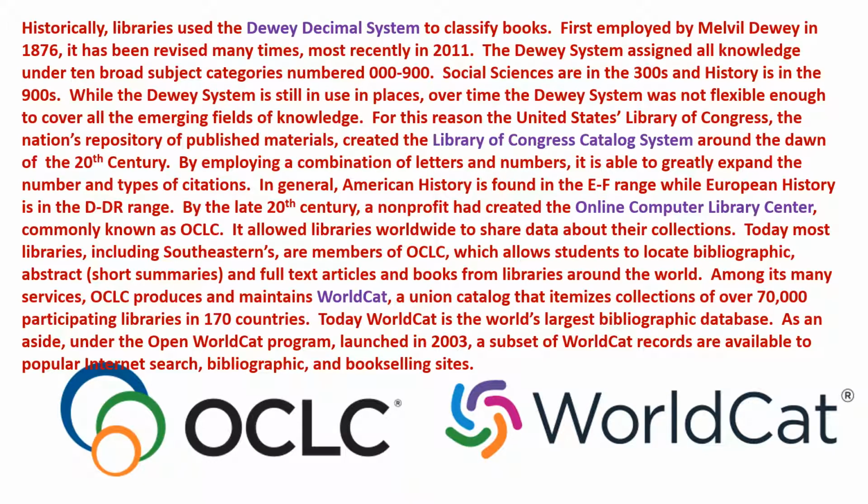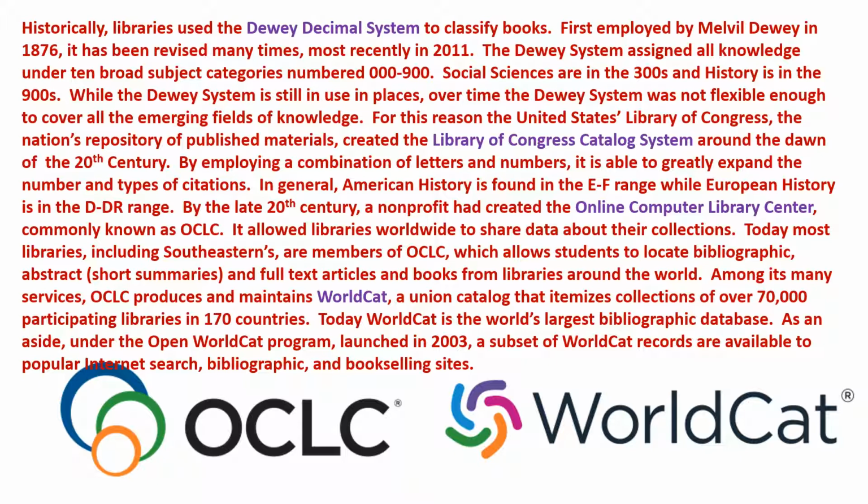Historically, libraries use the Dewey Decimal System to classify books. First employed by Melville Dewey in 1876, it's been revised many times, most recently in 2011. The Dewey system assigned all knowledge under 10 broad subject categories numbered 0 through 900. Social sciences are in the 300s and history is in the 900s. While the Dewey system is still in use in places, over time it was not flexible enough to cover all the emerging fields of knowledge.